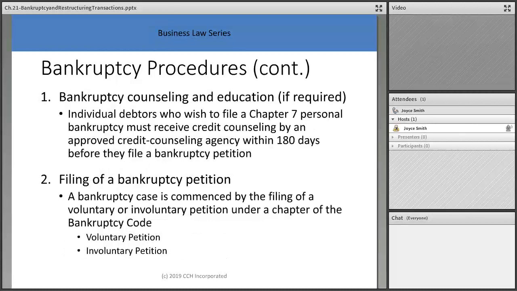We have bankruptcy counseling education. They have to receive counseling by an approved counseling agency within 180 days. This is online-type stuff that they do. They don't actually have to go to a class. It's mostly online. They file a bankruptcy petition. They can do a voluntary or involuntary. For most people it's involuntary. They don't have a choice. They didn't decide to do this. Other times it's voluntary because it's the quickest, easiest way to get through it.